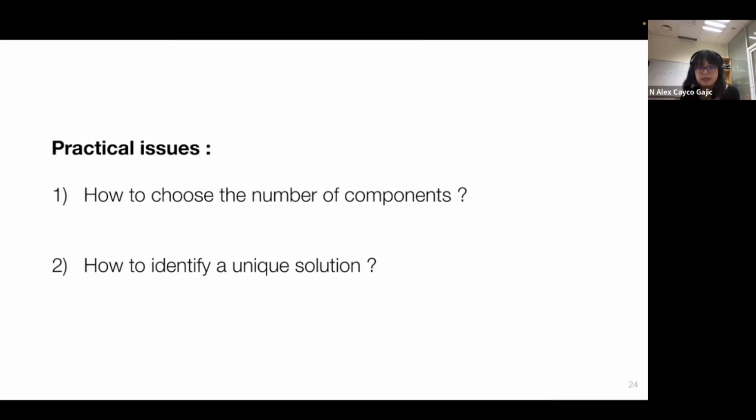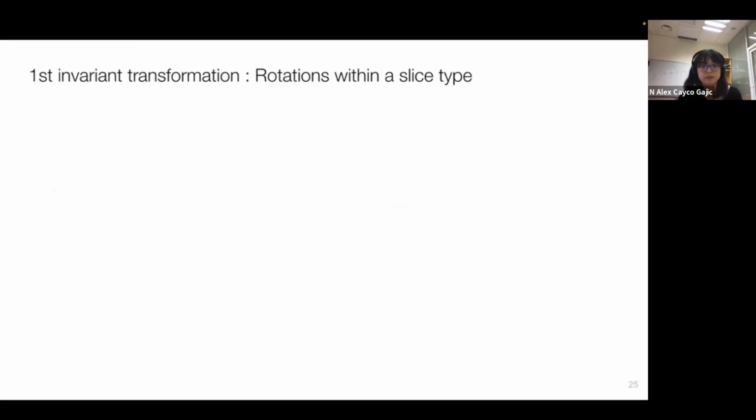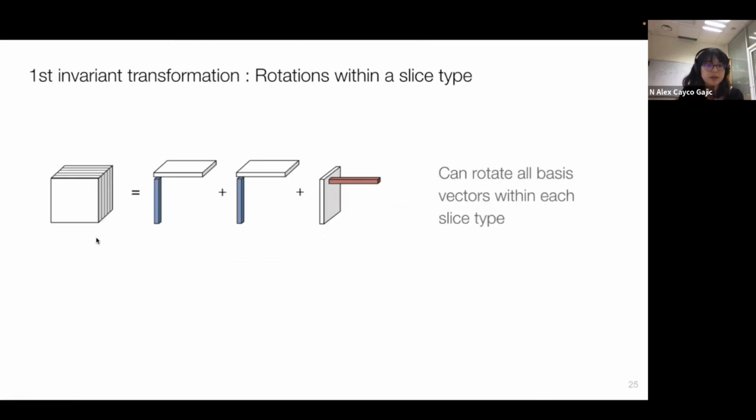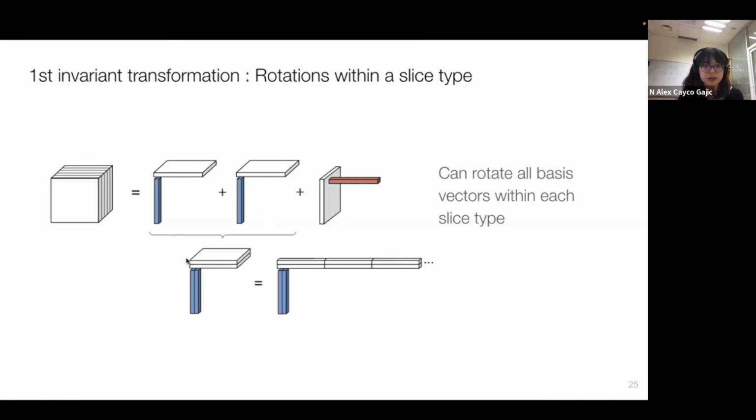Another issue is how to identify a unique solution. It's known that in matrix factorizations there is an invariance to rotations. So in the context of sliceTCA, that would look like, say you have this tensor that you can write as the sum of two neuron slicing components and a time slicing component. The problem is we can now stack these two components together, and we're going to unravel this slice into a long vector. So now we can write it in the same way that we would do for PCA, the weights times the scores for this particular slice type.